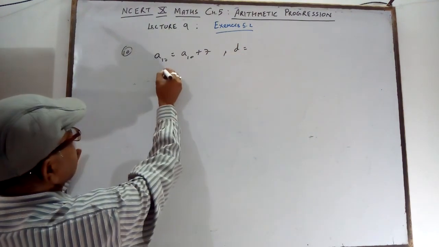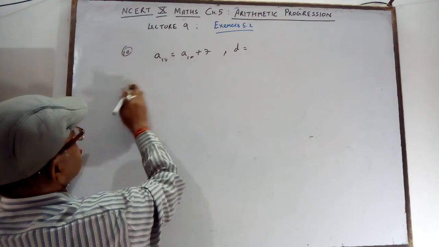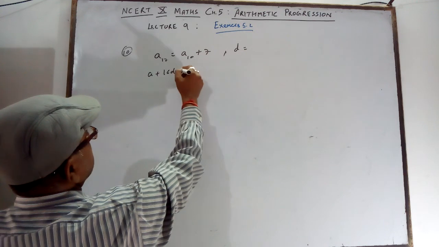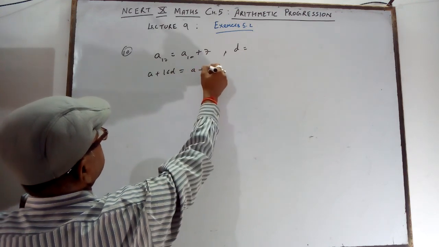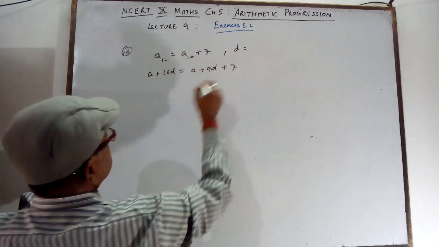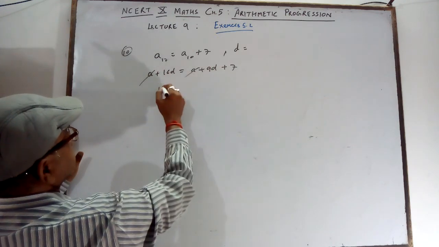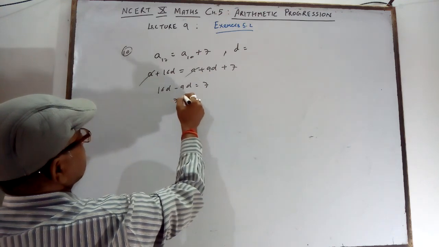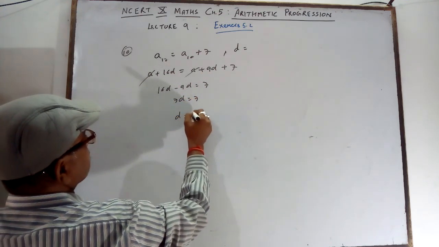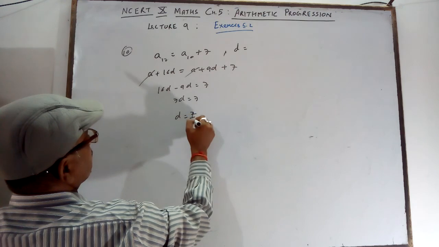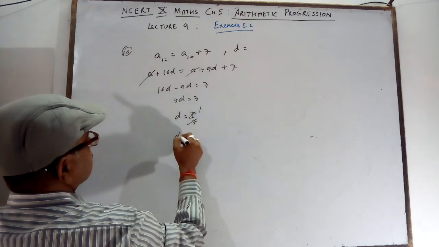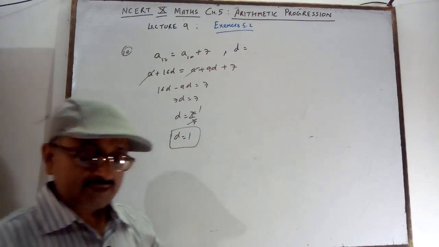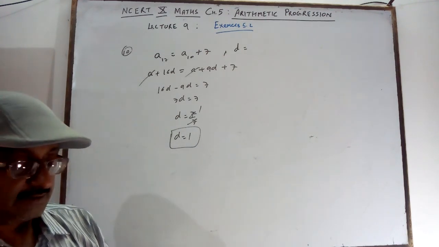Simply, A17 is A plus 16D, and that is equal to A plus 9D plus 7. A and A cancel. 16D minus 9D is equal to 7, so 7D is equal to 7. Therefore D is equal to 7 upon 7, so D is equal to 1. Within one line you are getting the answer. Very easily.